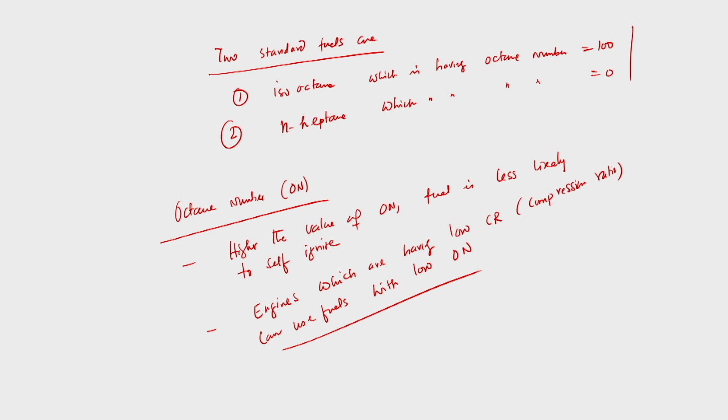Then we discussed the octane number, which is a numerical value generated from experimental investigation taking two standard fuels, isooctane and N-heptane, which have octane numbers 100 and 0 respectively. If you would like to know the octane number of any other fuel, we can take that fuel in a particular test engine and carry out experiments at a specific condition. Finally, we saw that if the octane number is higher, the fuel is less likely to self ignite.